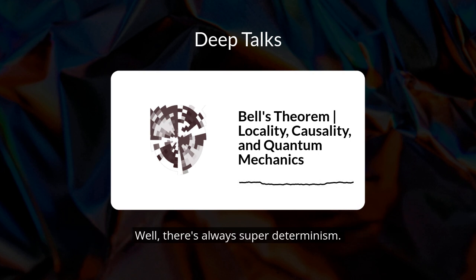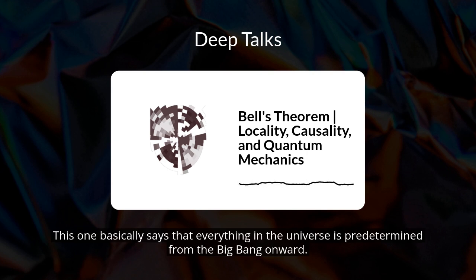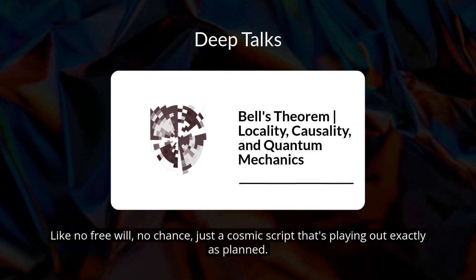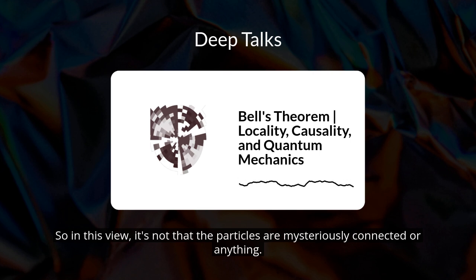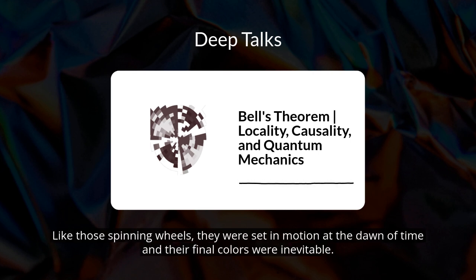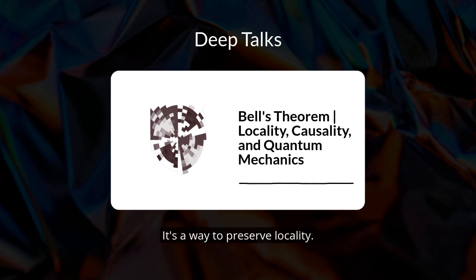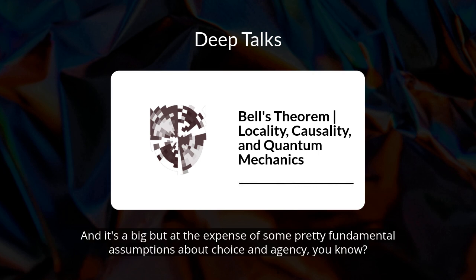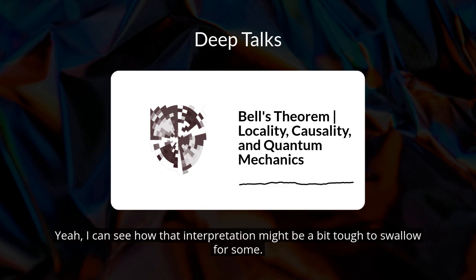Well, there's always superdeterminism. This one basically says that everything in the universe is predetermined from the Big Bang onward. Like, no free will, no chance, just a cosmic script that's playing out exactly as planned. So in this view, it's not that the particles are mysteriously connected or anything. It's more like their fates were sealed billions of years ago, right at the beginning. Like those spinning wheels, they were set in motion at the dawn of time, and their final colors were inevitable. Exactly. It's a way to preserve locality, but, and it's a big but, at the expense of some pretty fundamental assumptions about choice and agency. Yeah, I can see how that interpretation might be a bit tough to swallow for some.